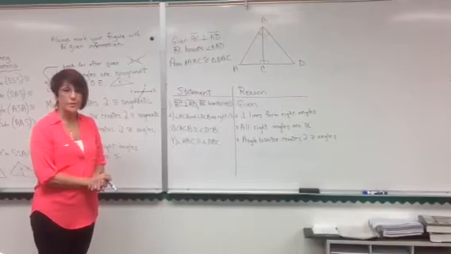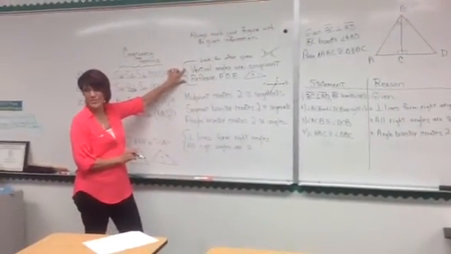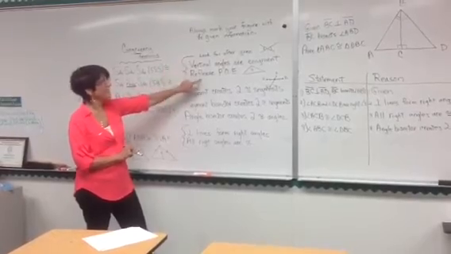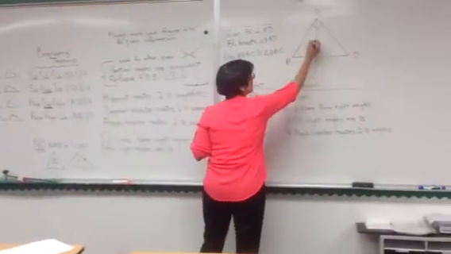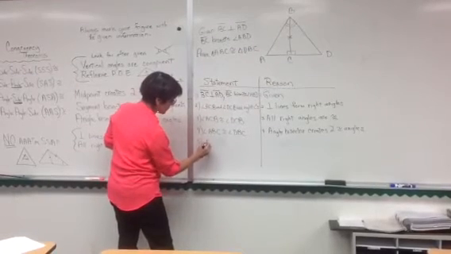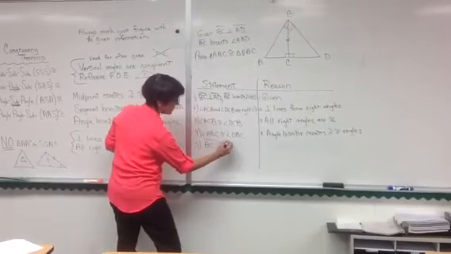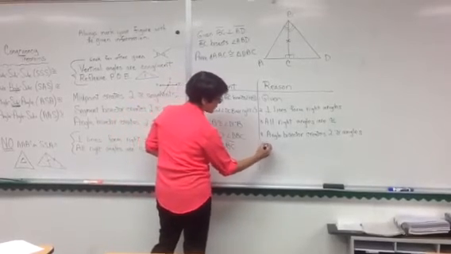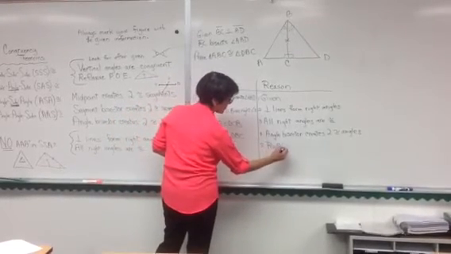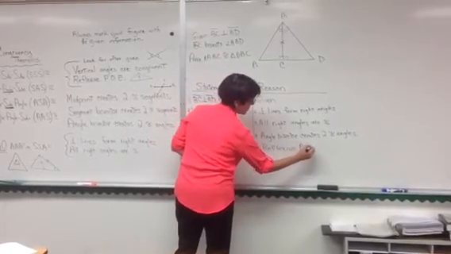Now I've used everything, so I'm going to come back up to here. Which one do you see, Jackson? Yes, reflexive, excellent, because it's sharing that line. So step 5 will be BC is congruent to BC, and that is the reflexive property of equality.